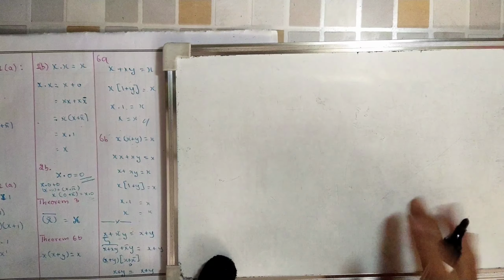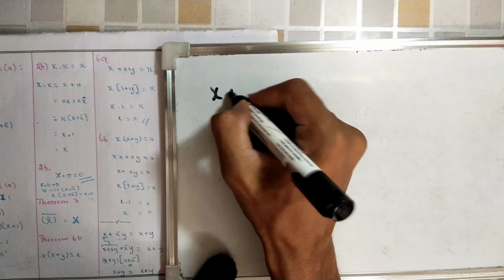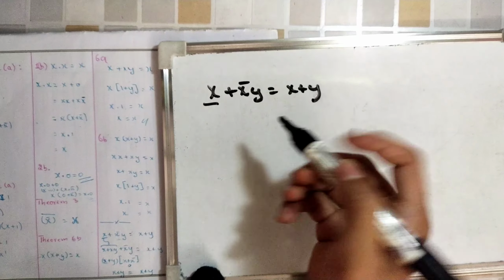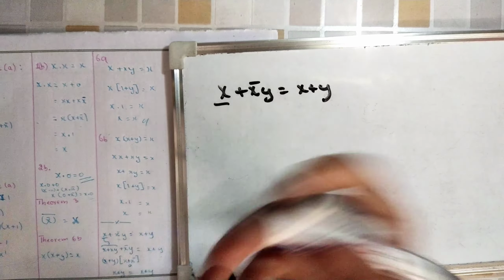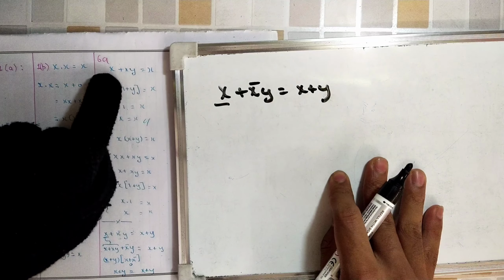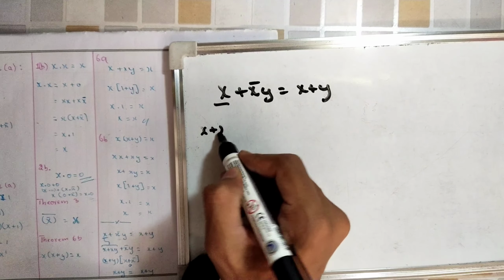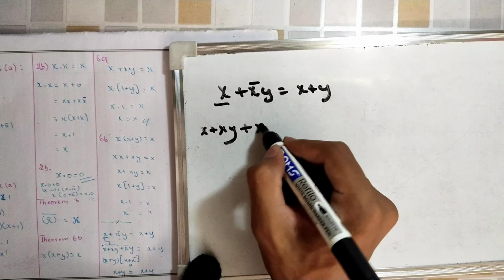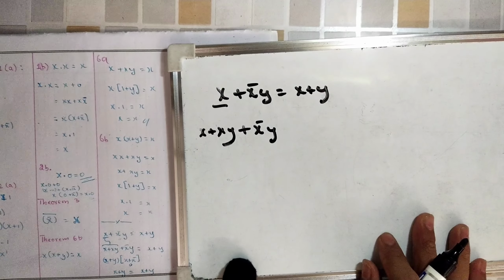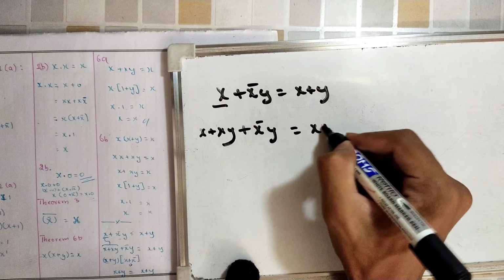So you have some more expression like x plus x bar y is equals to x plus y. So how to solve this? So here let us expand this x. So x can be written as the previous thing we saw, right? x is equals to x plus xy, right? So just write in place of x, x plus xy. Okay, then plus again x bar y you have equals to x plus y.